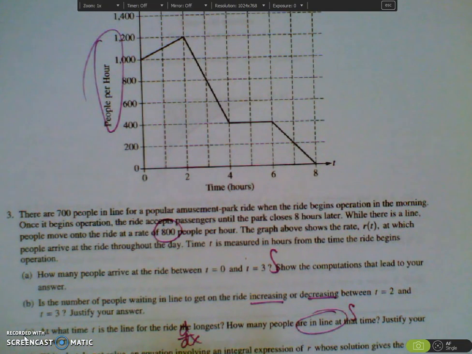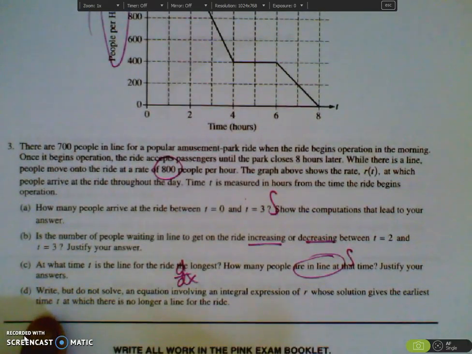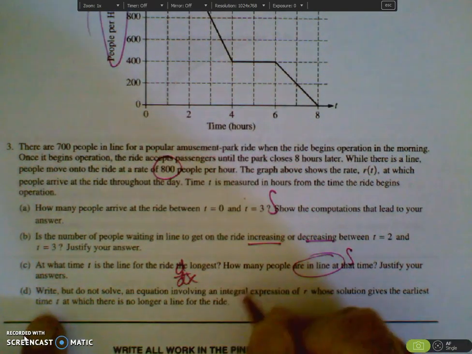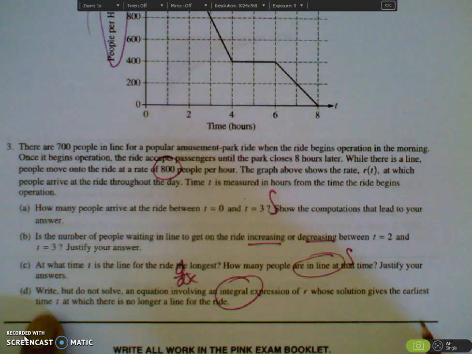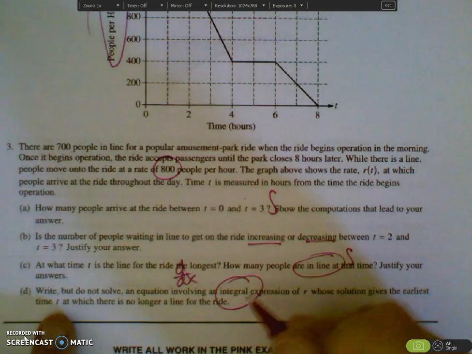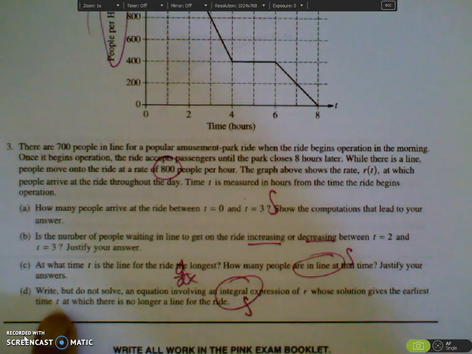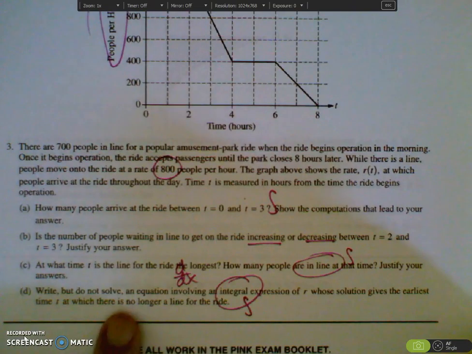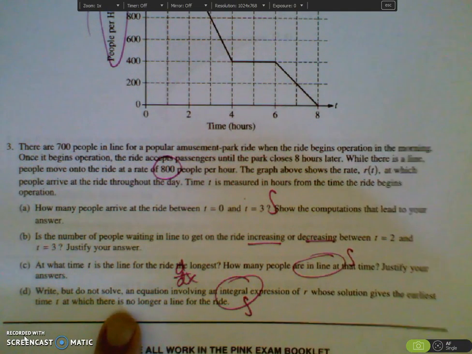Part D asks me to write, but do not solve, an equation involving an integral expression of r whose solution gives the earliest time t at which there is no longer a line for the ride. Well, they gave this one away because they told me it was an integral expression, and if there's not going to be anybody waiting in line, I'll need to set my integral expression equal to 0.